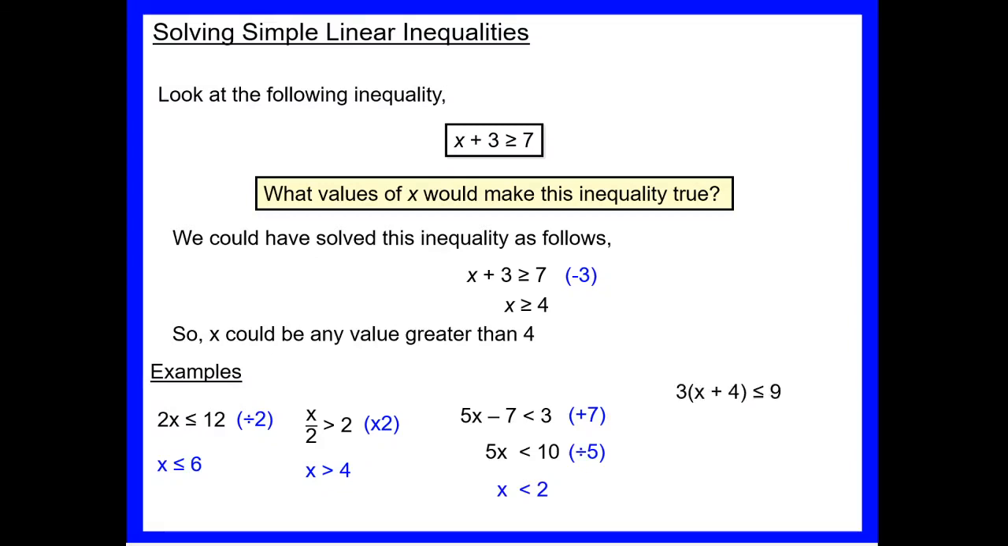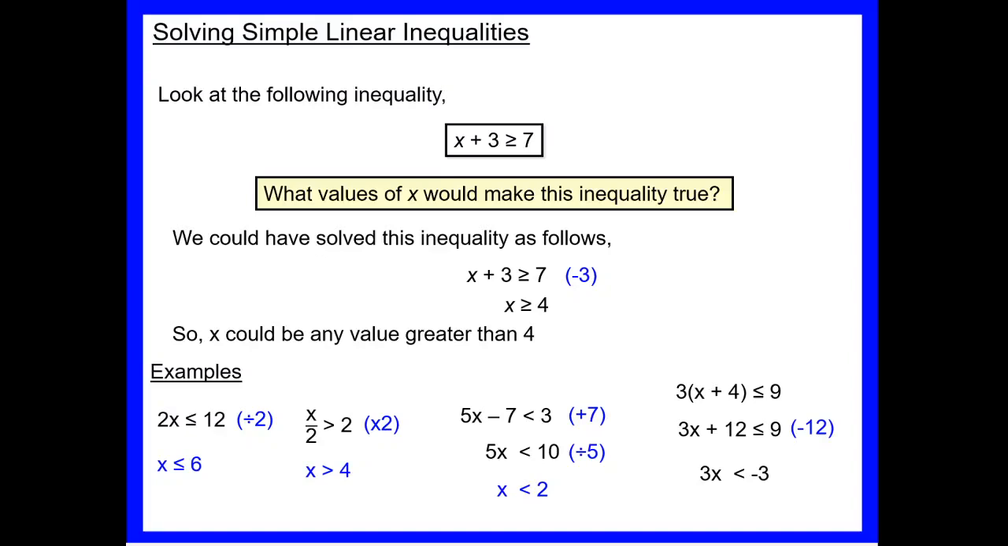And finally then, ones with brackets, so we know if we see brackets, our first step is to multiply out the brackets. So remember, we're multiplying both terms, so 3 times x and then 3 times 4 as well. So 3x + 12 is less than or equal to 9. To get rid of the plus 12, we're going to subtract 12 from both sides. That gives us 3x is less than or equal to -3. And to get x, we need to divide both sides by 3.